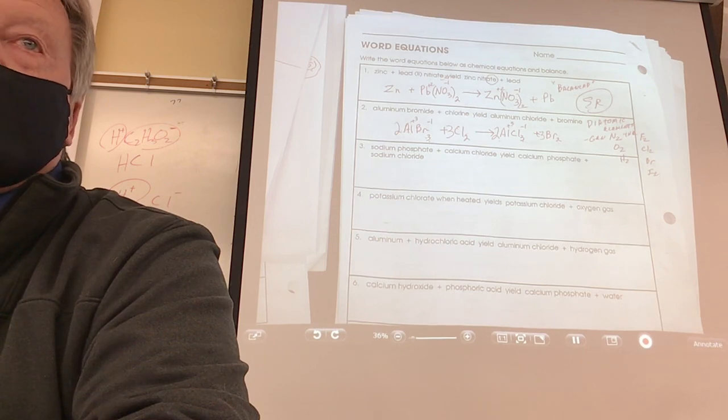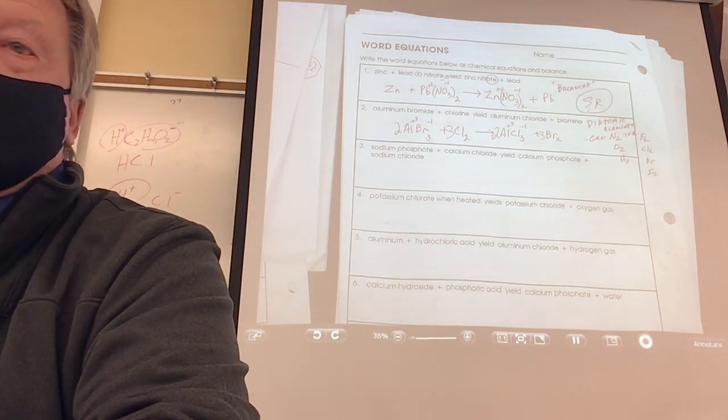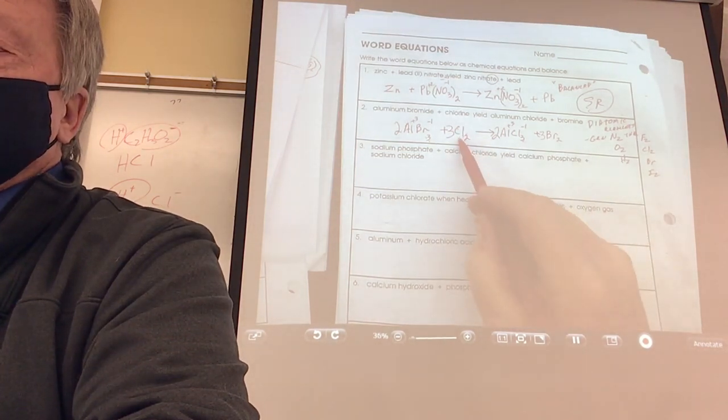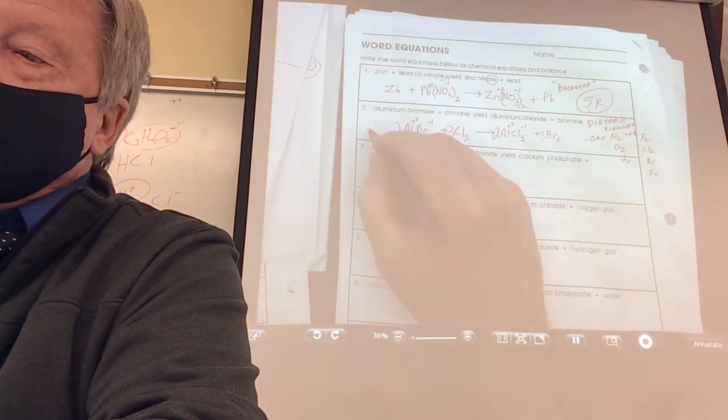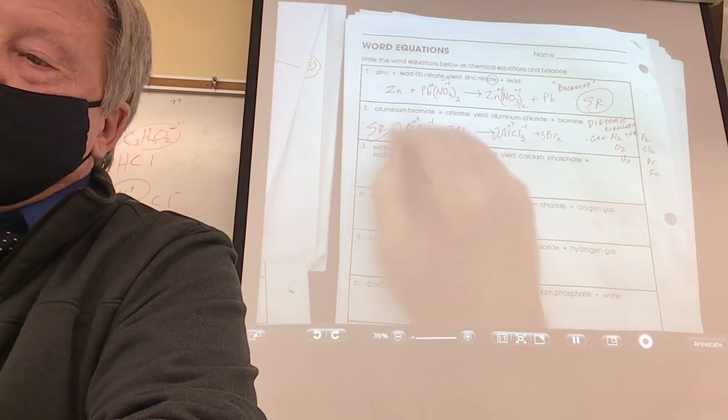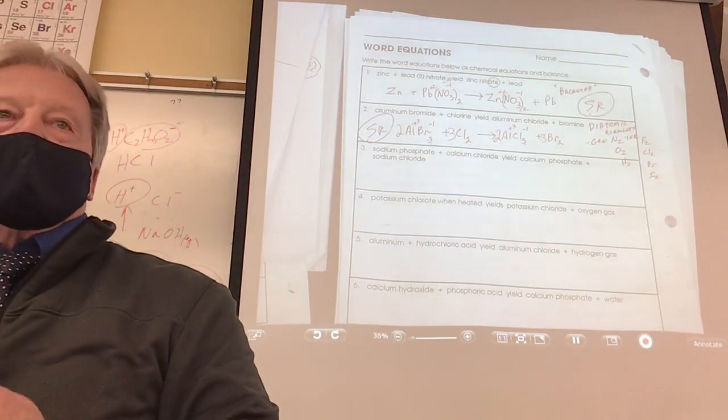Classify it. Do you see how the chlorine came over and kicked the bromine out? What are you going to classify this as? Single replacement.